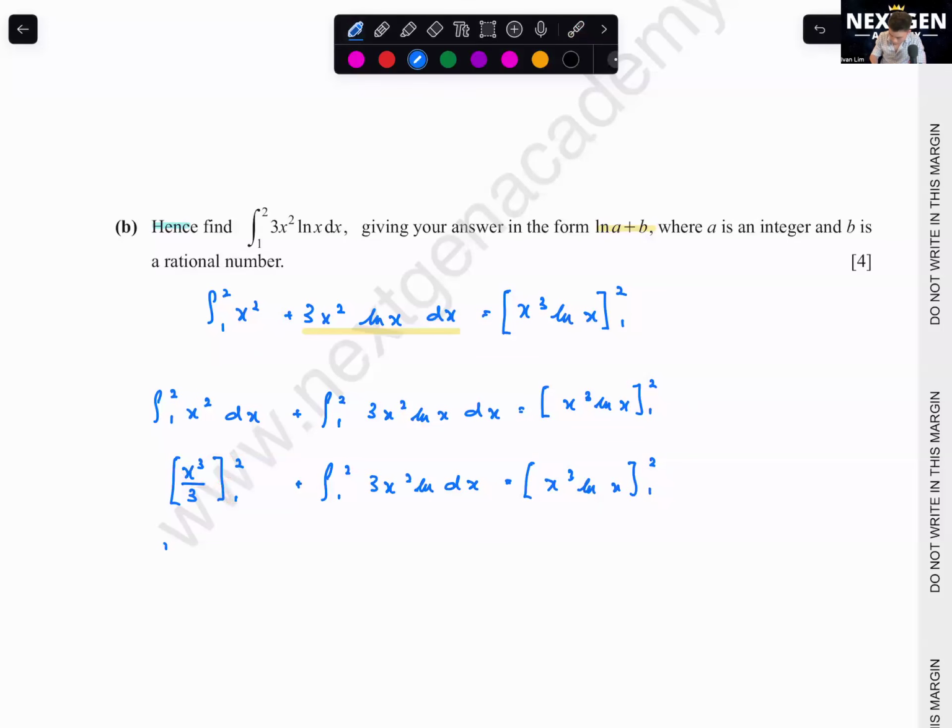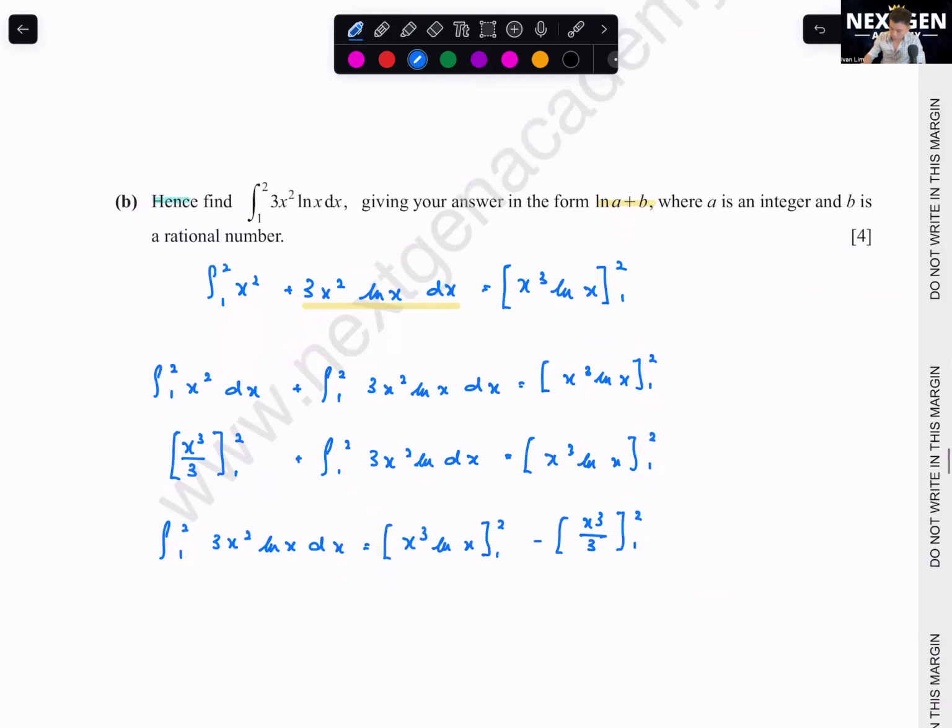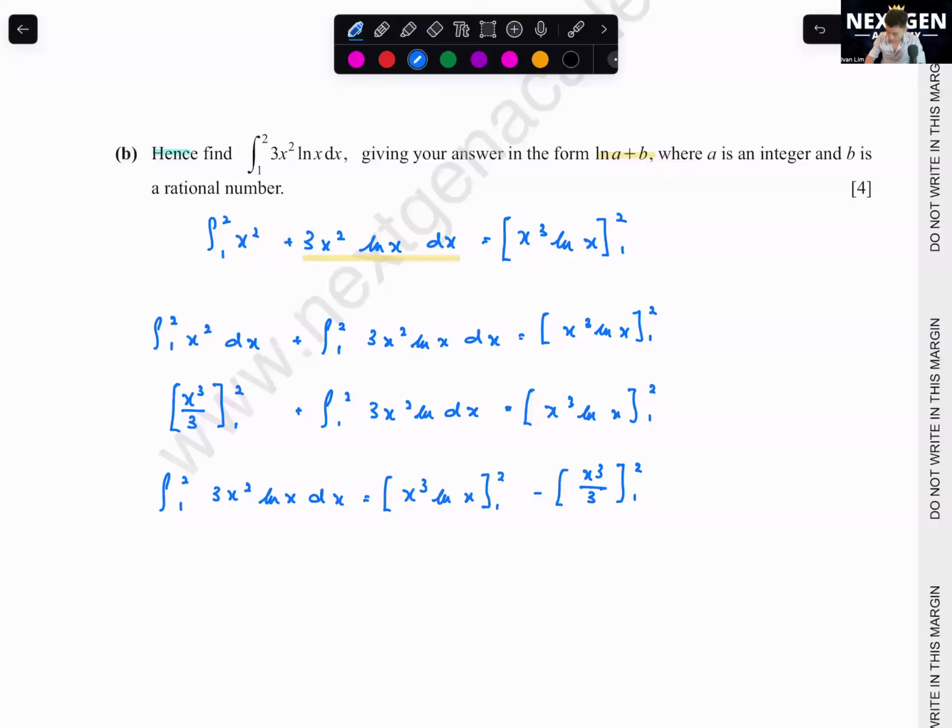This will become 8 over 3 minus 1 over 3. Or perhaps maybe I make the working a bit neater. So we bring the x cubed, that one, to the right hand side first. 3x squared ln x dx equals x cubed ln x, 1 to 2, minus x cubed over 3, 1 to 2. Okay, from here, we sub in the 1 and 2 into the equation.